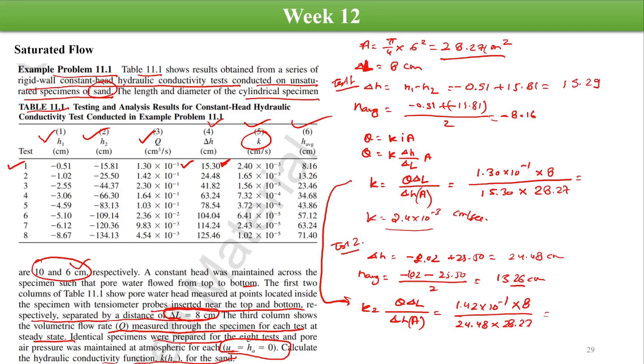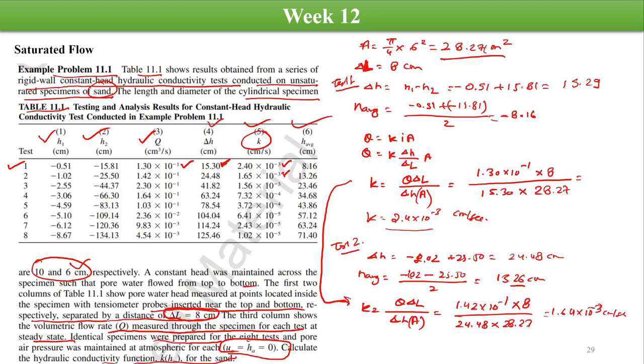Multiply 8, that will be divided by 24.48, multiply 28.27. We are getting 1.654 times 10 to the power minus 3 centimeter per second. Okay, so it's the same as written here.